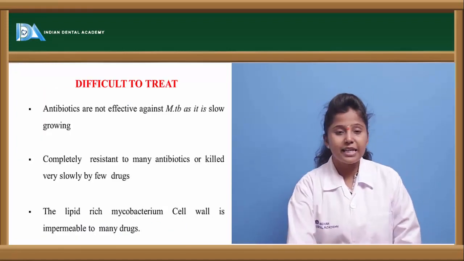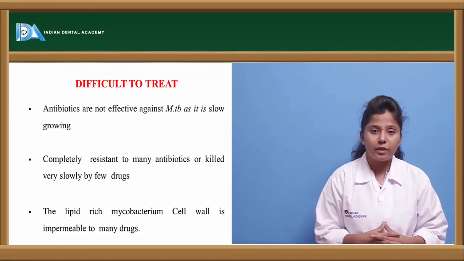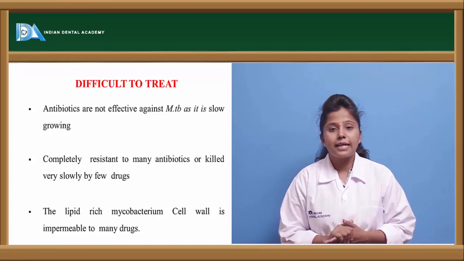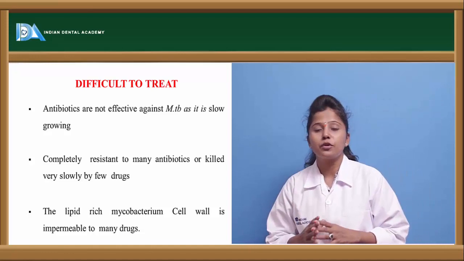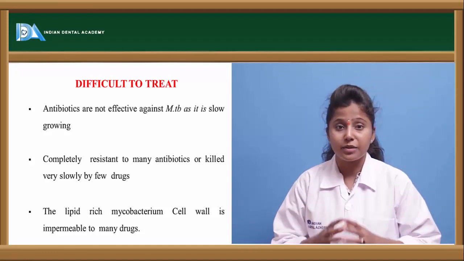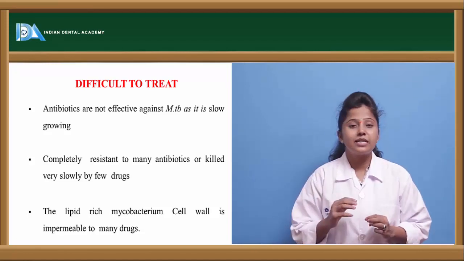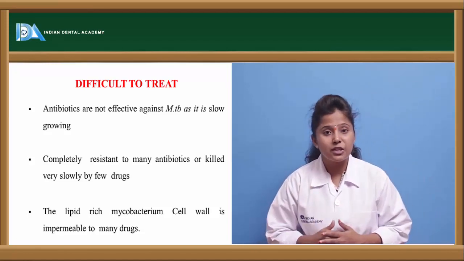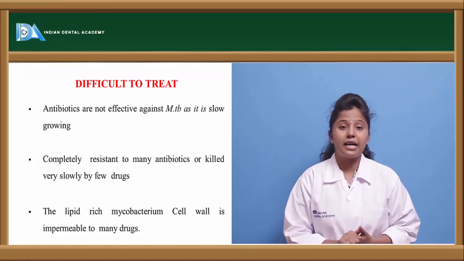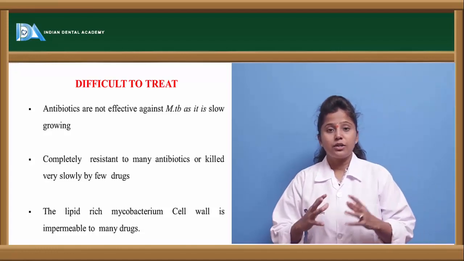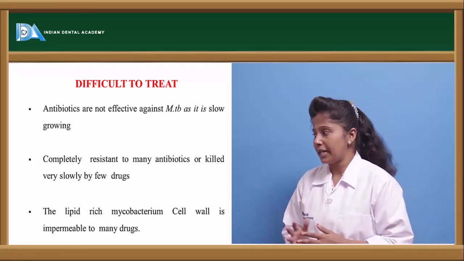So why can tuberculosis not be treated with normal antibiotics? Normal antibiotics are just used to treat normal bacterial infection. But this Mycobacterium tuberculosis, as it is in the dormant stage for a longer period of time, these antibiotics cannot recognize the bacteria and thereby they cannot act on the bacteria. So that is the reason tuberculosis is not treated with normal antibiotics.